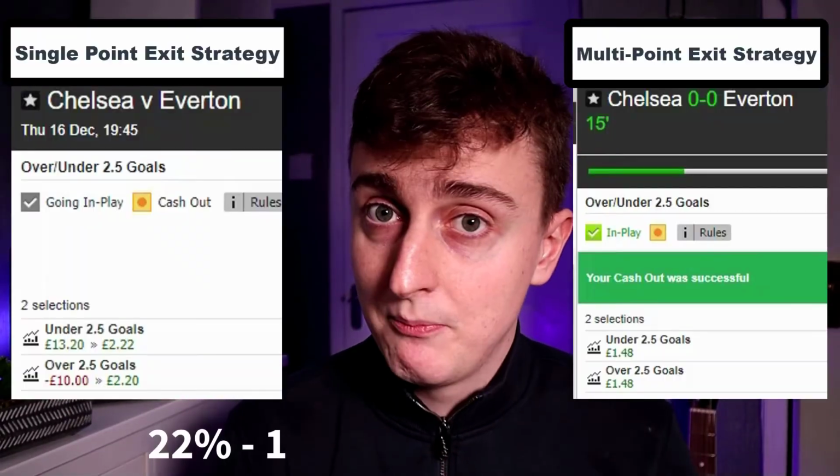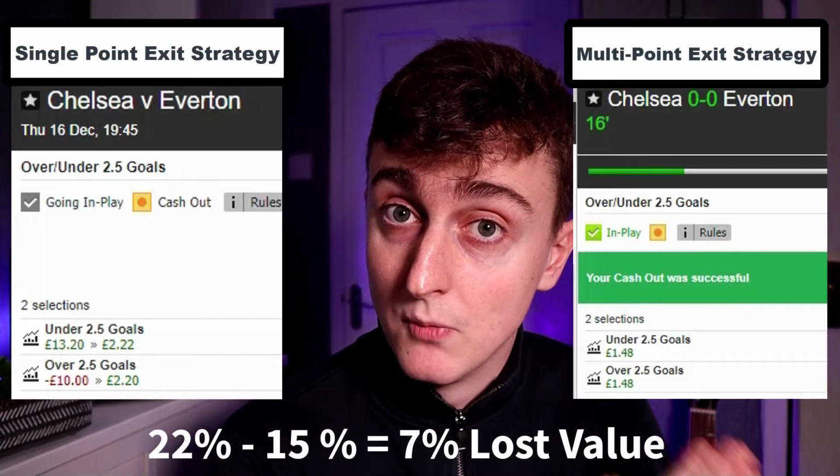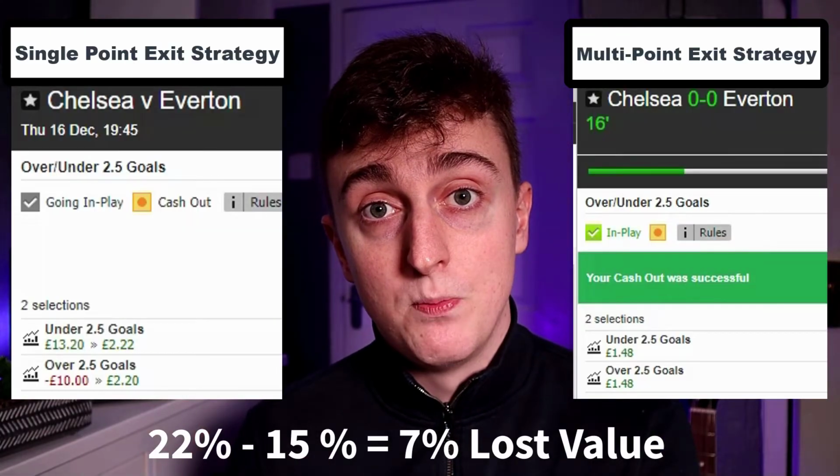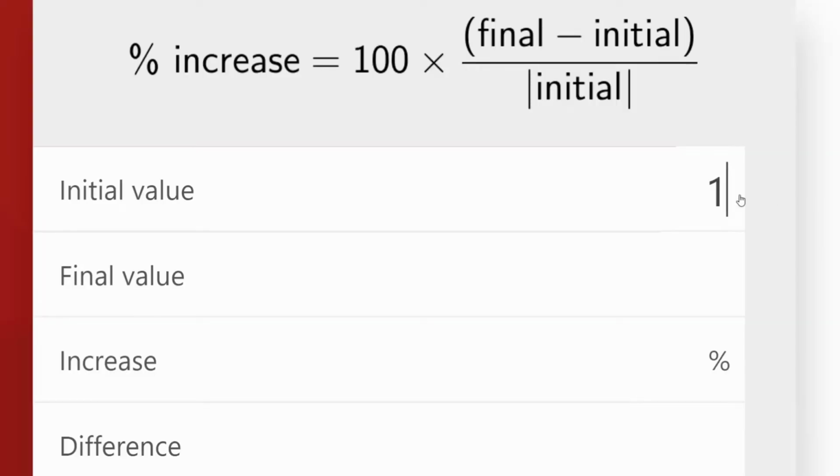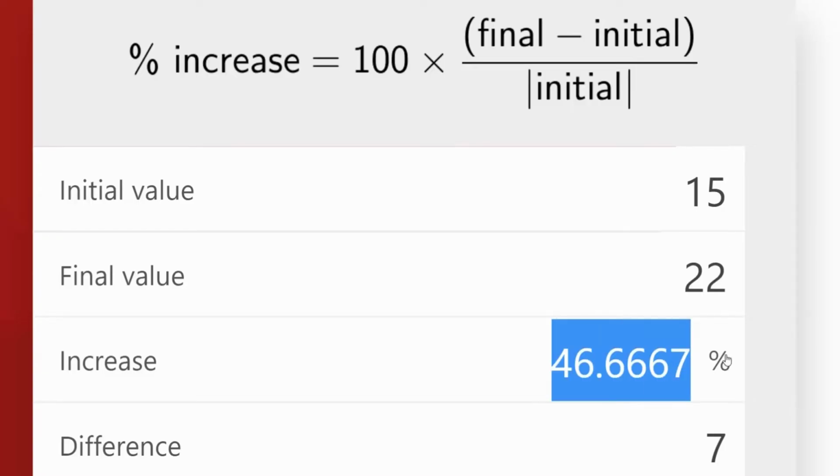Yes, you lose around 7% of your profit from exiting using a multi-point exit strategy rather than a single point exit strategy, and I don't want to play that down, because 7% is a significant difference in terms of your potential profit. It might only be 7% when compared to the stake, but when the two values are compared to each other, a single point exit's profit is actually close to being 50% bigger than the multi-point exit.